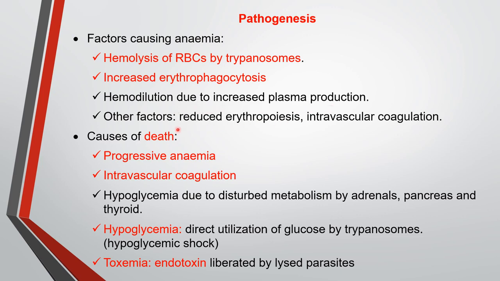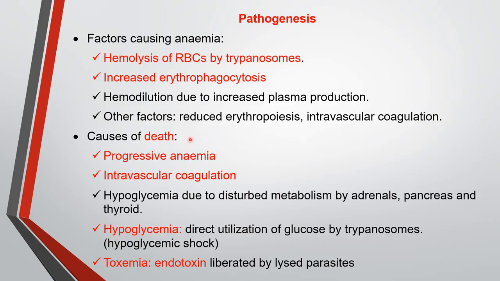Other factors are decreased erythropoiesis, meaning formation of RBC is reduced, and intravascular coagulation, which is an important finding. Small coagulating materials are formed and they are lodged in various tissues, causing intravascular coagulation.